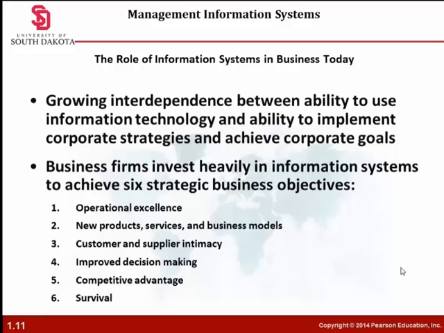We talk about a growing interdependence between the ability to use information technology and the ability to implement corporate strategies to achieve the corporate goals. Business firms invest heavily in information systems to achieve 6 of the strategic business objectives. The first would be operational excellence. Second, new products, services, and business models. The third would be customer and supplier intimacy. 4, improved decision making, competitive advantages, and finally, survival.